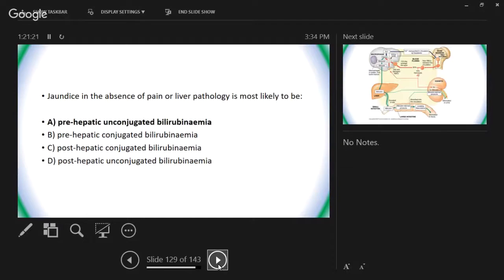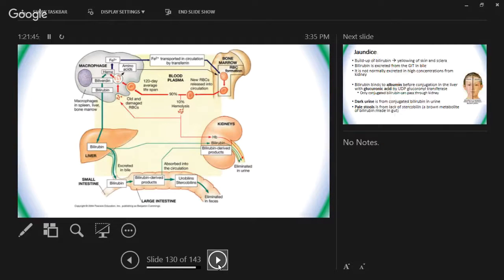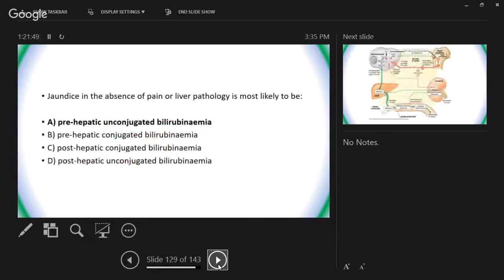So A is correct. There's no problem, so it's probably going to be a pre-hepatic cause. The main pre-hepatic cause is hemolysis of red blood cells. If you get extensive hemolysis of red blood cells, you get a lot of bilirubin in the blood, so it's not all conjugated, and you get a build up of this unconjugated bilirubin. Makes sense?